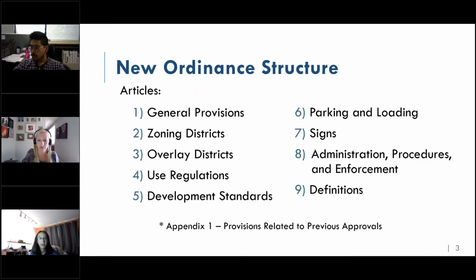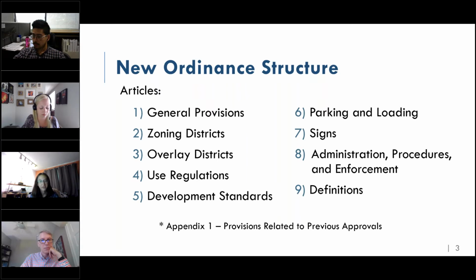Now, Article 8, Administration, Procedures and Enforcement, that has a section on the review procedures, and then it's divided by type of application. And we'll show you some really great tables that summarize all of the different application types that aren't use related, for the special exceptions and the special permits. This is also where, of course, you'll find the fee table. That's an important thing to note. And then Article 9 has all the definitions.